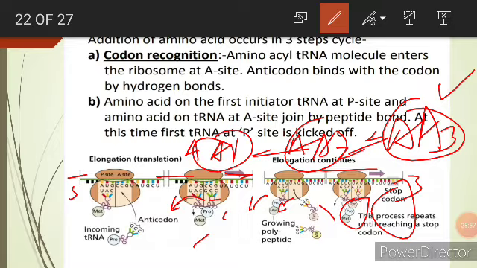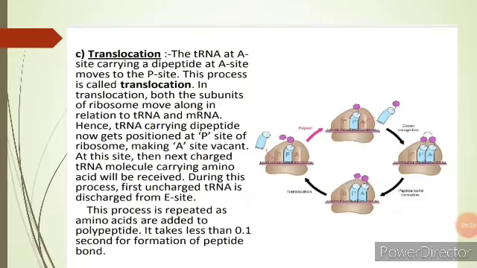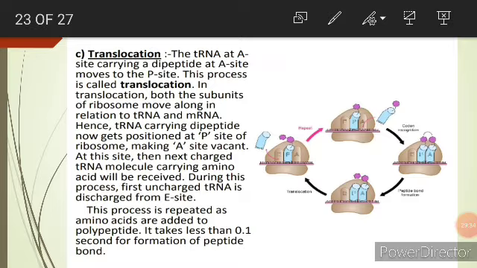Every time translocation occurs, it requires GTP as a source of energy. Likewise, each and every codon will be carefully read, and every time one amino acid will be added and the polypeptide chain will keep on getting elongated. That is why this step is called elongation. So now we understand elongation, and simultaneously translocation also takes place.